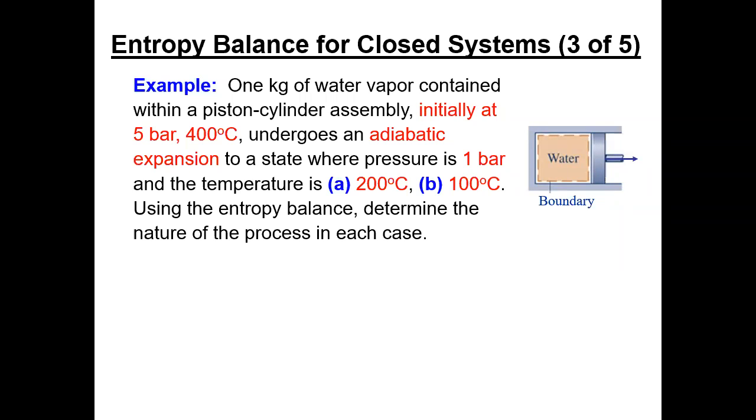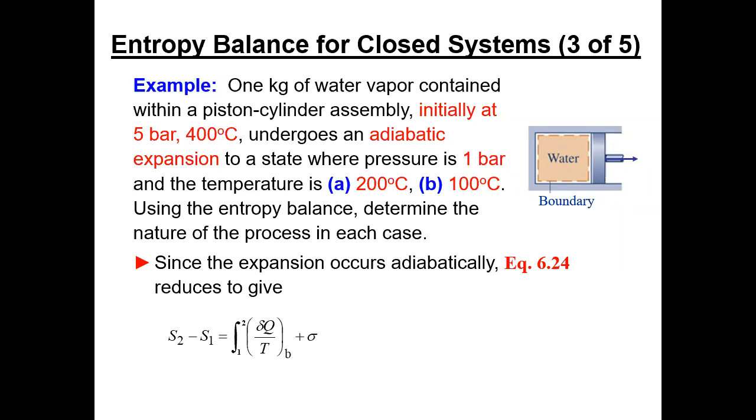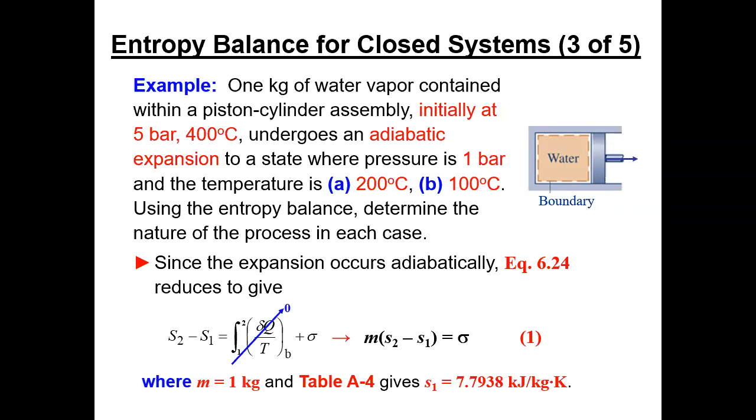Okay, so there's our equation. And guess what? Adiabatic, so there is no delta Q. We set it to 0. So you see S2 minus S1 is the production. That's just putting the math to it. So the mass times the specific entropy at 2 minus 1 is equal to the production.